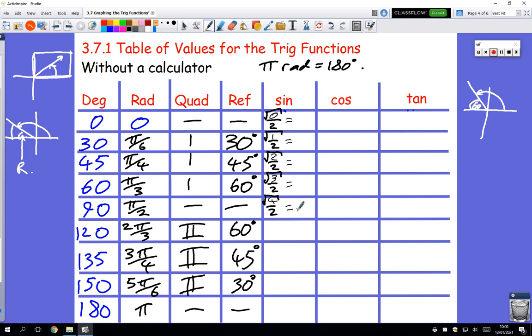So, root 0 over 2 is 0. Root 1 over 2 is a half. Root 2 over 2 cannot be simplified, so that's just root 2 over 2. Root 3 over 2 is as simple as I can make it. Root 4 over 2, well, that's 2 over 2, which is just 1.